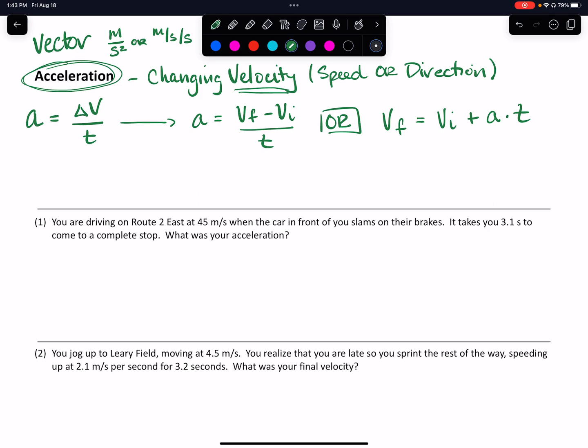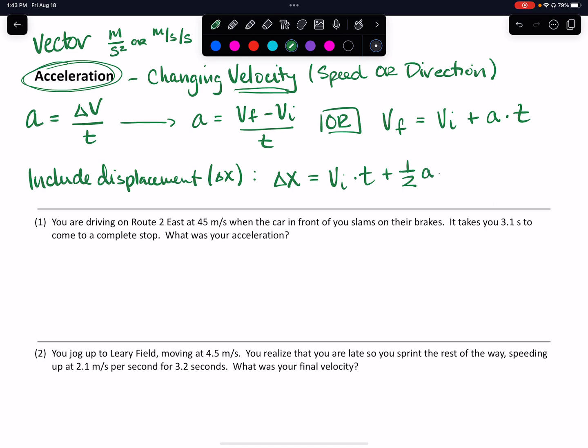Now, you might say, well, where is displacement? How do I know how far the car or object has moved during this acceleration? So if you want to include displacement, which we indicate as delta x, a formula that is very useful is the displacement is equal to the initial velocity times time plus 1/2 times its acceleration times time squared. And again, remember that delta x is the final position minus the initial. So we can always go back and figure out where the object started or where it ended up if we need to.